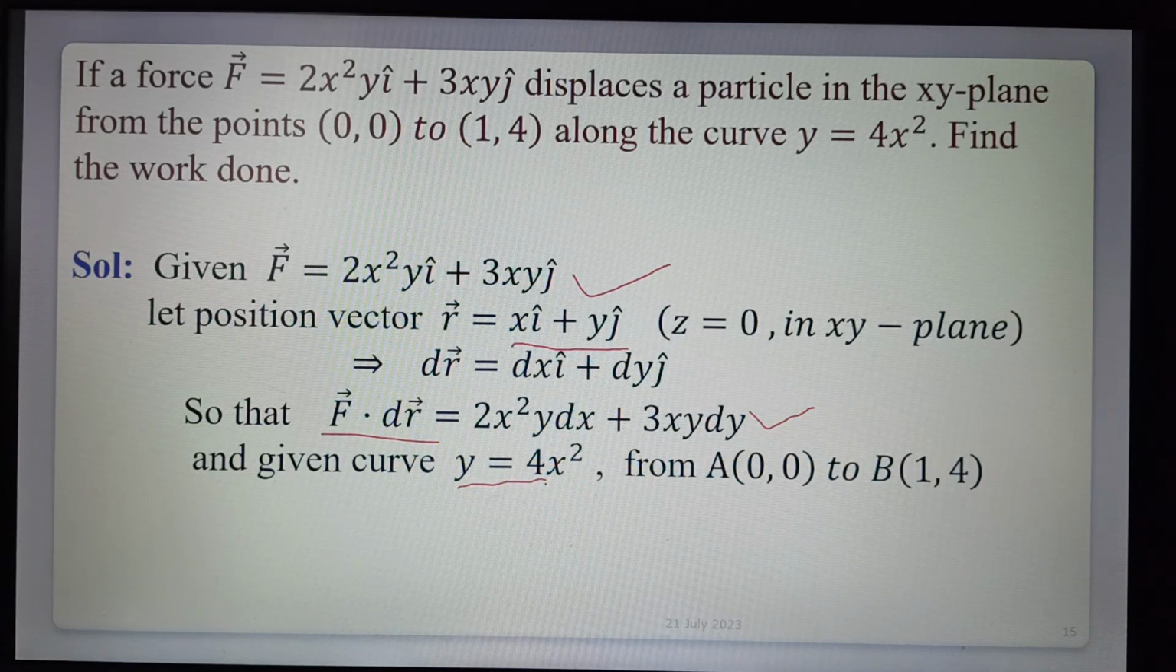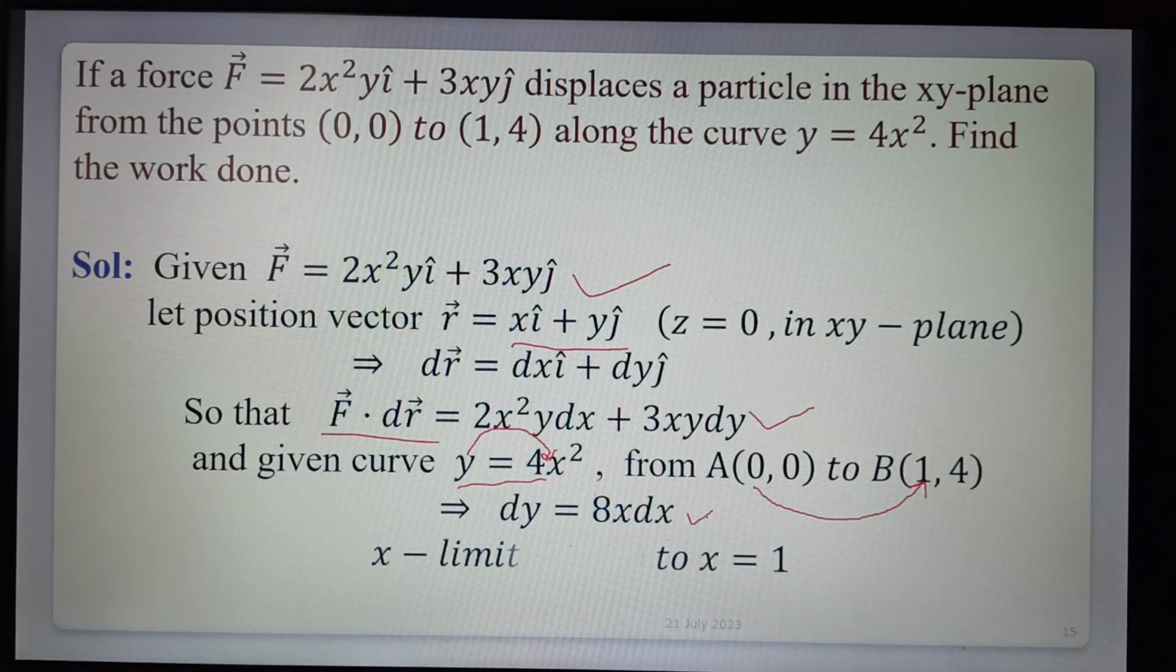The given curve is y is equal to 4x square, from the point A (0, 0) to B (1, 4). Y is converted to x, so replace y with 4x square; y is eliminated. Now choosing x limits: the point A to B, the x coordinates are 0 to 1, and that is the x limits. So finding dy, dy is equal to 8x dx. So the x limits are x is equal to 0 to x is equal to 1.